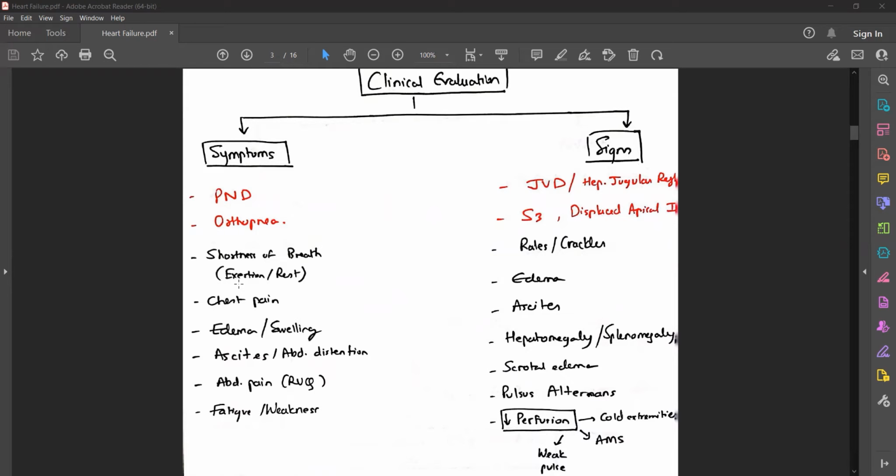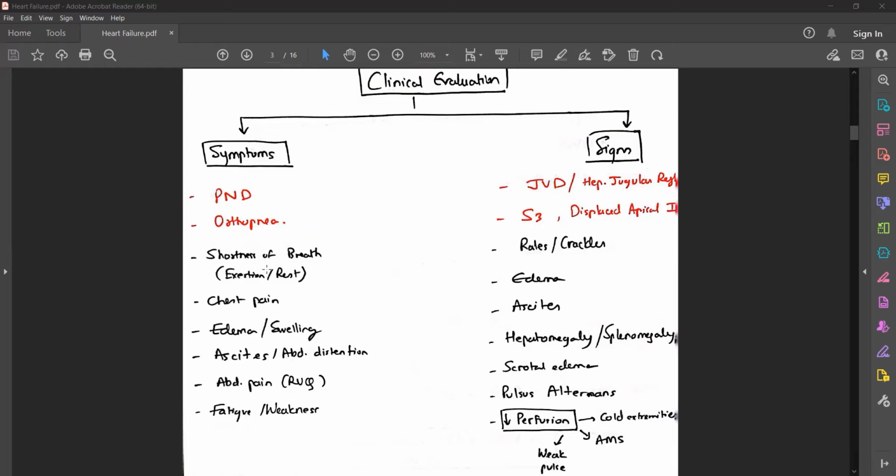Remember that shortness of breath and crackles on auscultation can happen in multiple different conditions. So every time we are admitting or evaluating a patient, the first thing you should think about is what is more specific for heart failure. PND and orthopnea, that is paroxysmal nocturnal dyspnea and orthopnea, are the two symptoms which are more specific for heart failure. Then shortness of breath at rest or exertion, progressively increasing shortness of breath.